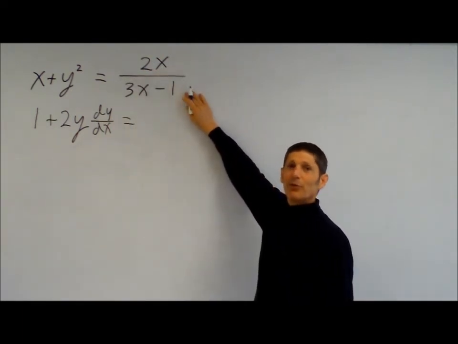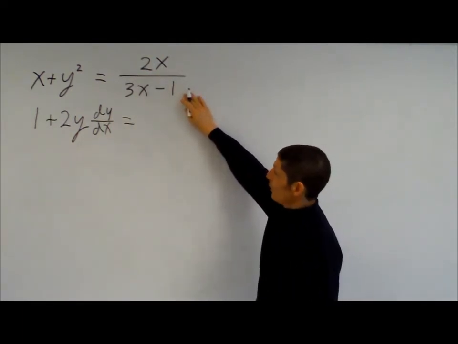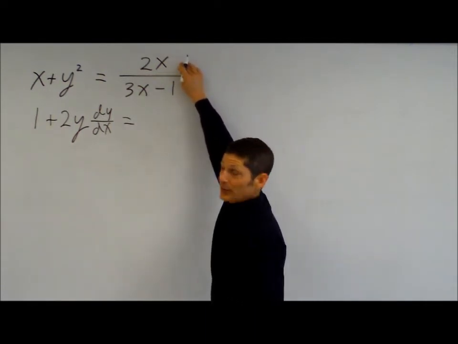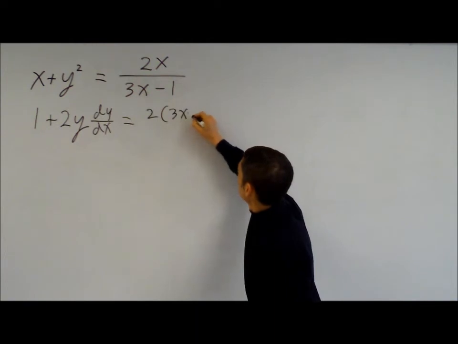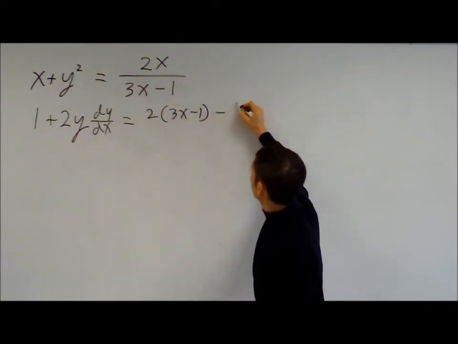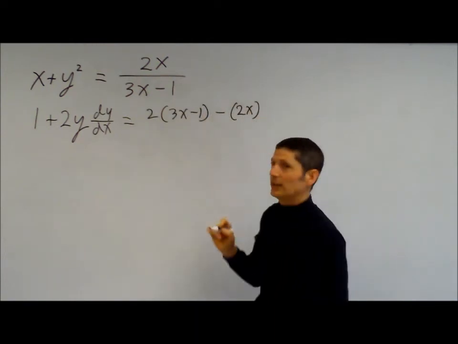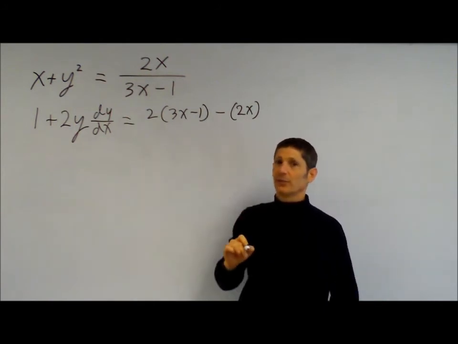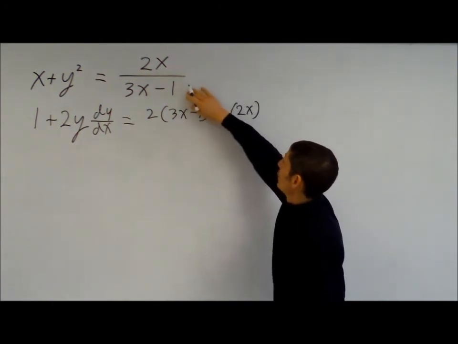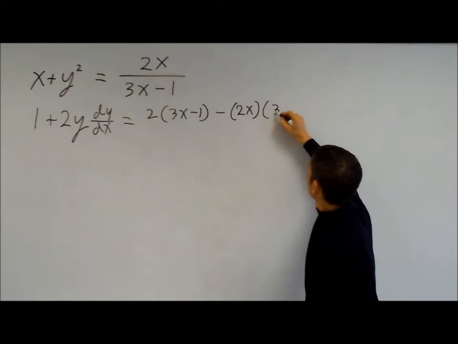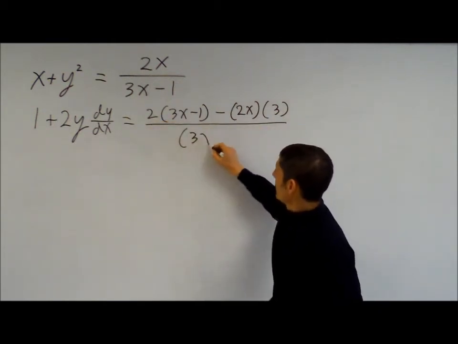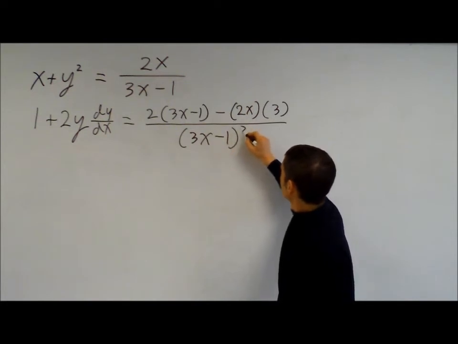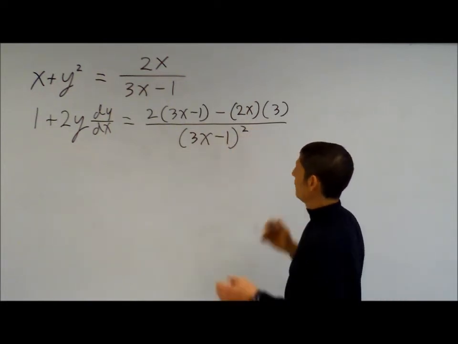Uh-oh. Now I have to take the derivative of this guy. It's a quotient. I need the quotient rule. Derivative of the top, 2, times the bottom, 3x minus 1, minus the top, I know you do it in a slightly different order, Ms. Stewart. It doesn't matter. It's the same thing. That's the top. The derivative of the bottom is just 3, over the bottom squared. All right, now I've taken the derivative.